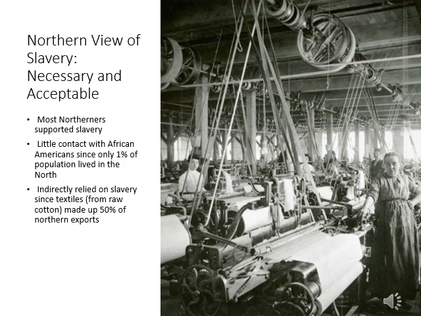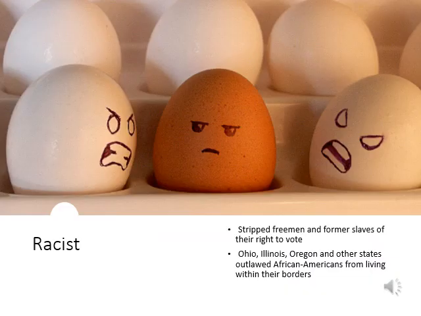Most Northerners had little contact with African Americans, and only 1% of the African American population of the United States lived in the North. And when indirectly relying on slavery for textiles, it made up about 50% of Northern exports. They used this in their factories, so oftentimes they thought that slavery was necessary.